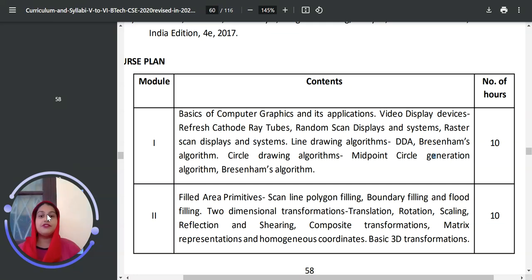So this is Computer Graphics Part 2 of Module 1. In the previous video we completed the basics of computer graphics and its application. Now we have video display devices, refresh cathode ray tubes, random scan displays and systems, raster scan displays and systems.